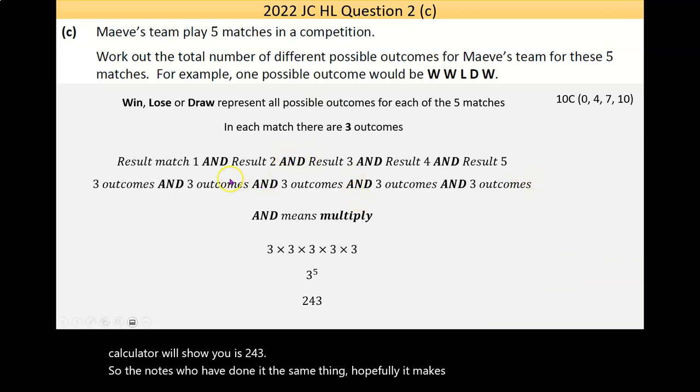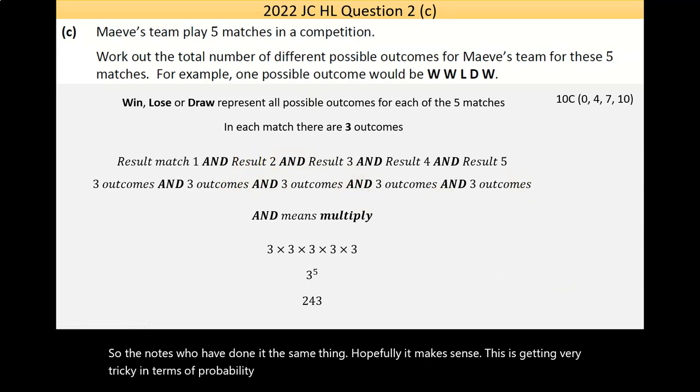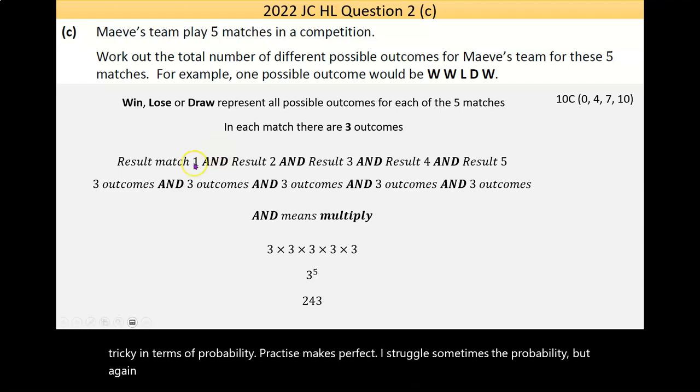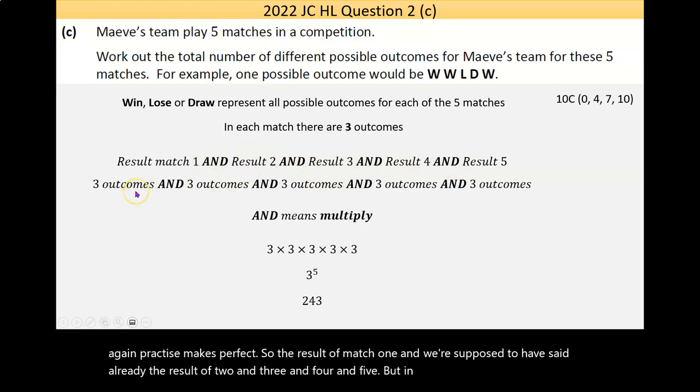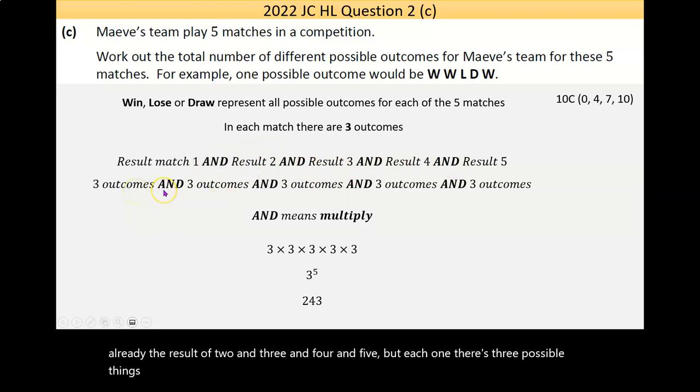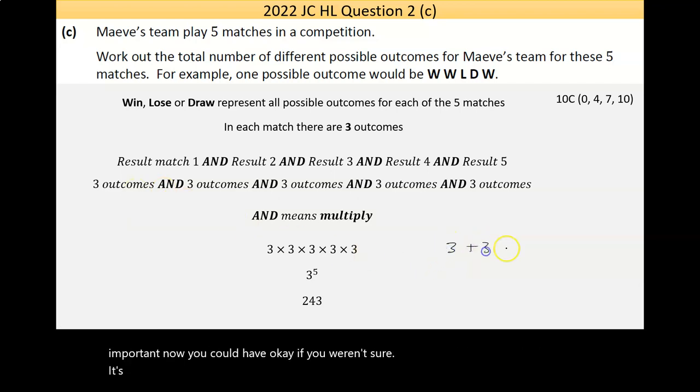Hopefully it makes sense. This is getting very tricky in terms of probability. Now, practice makes perfect. I struggle sometimes with probability, but again, practice makes perfect. So the result of match 1, and we've said already the result of 2 and 3 and 4 and 5. But in each one, there's 3 possible things. But it's the and that is important. Now, if you weren't sure, it's going to be either and or multiply.